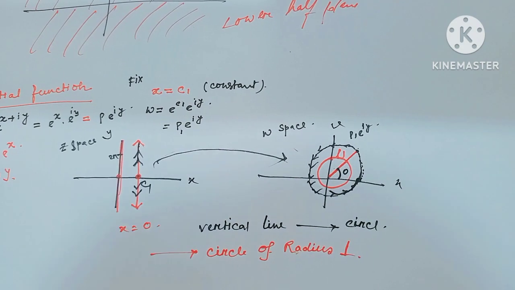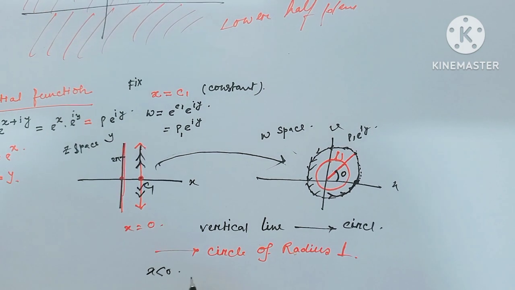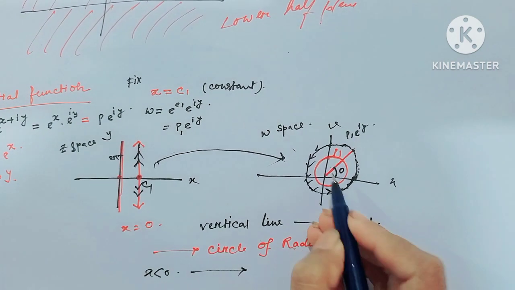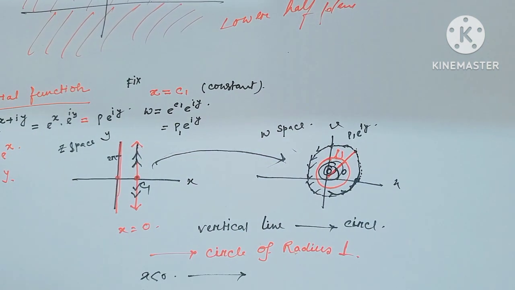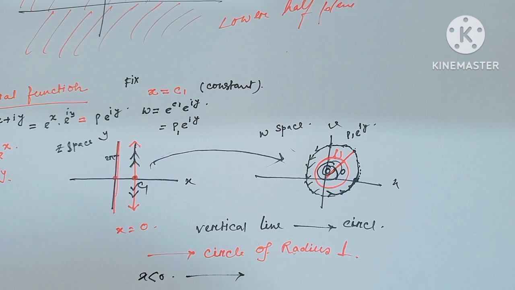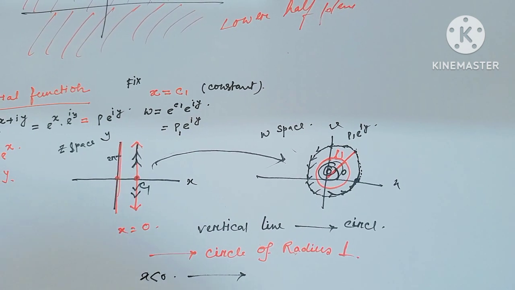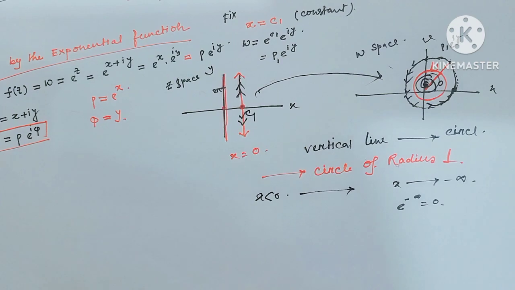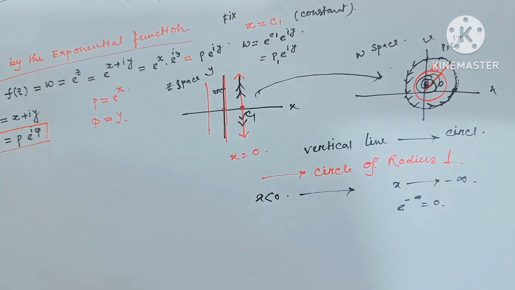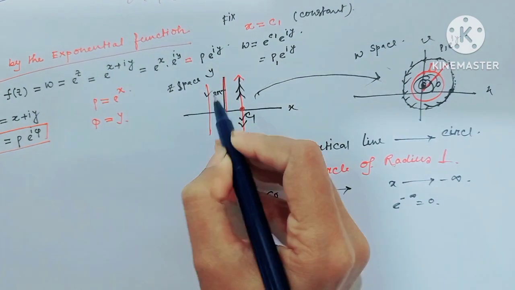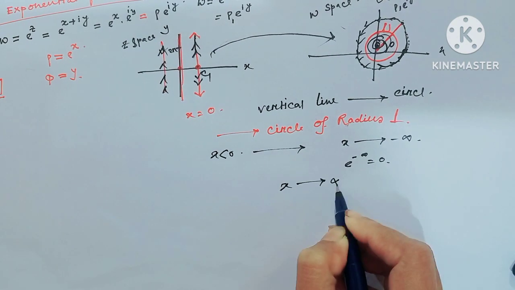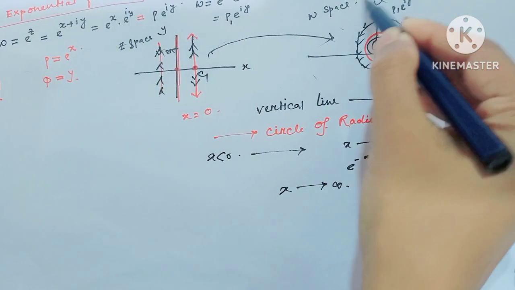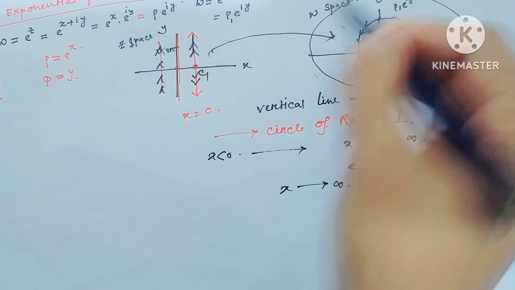When x is less than 0, this maps the circle inside the circle of radius 1. This type of circle always lies inside the circle of radius 1. For every vertical line, I will always get a different type of circle, and when x goes to infinity, it covers. This would be such a type of circle.